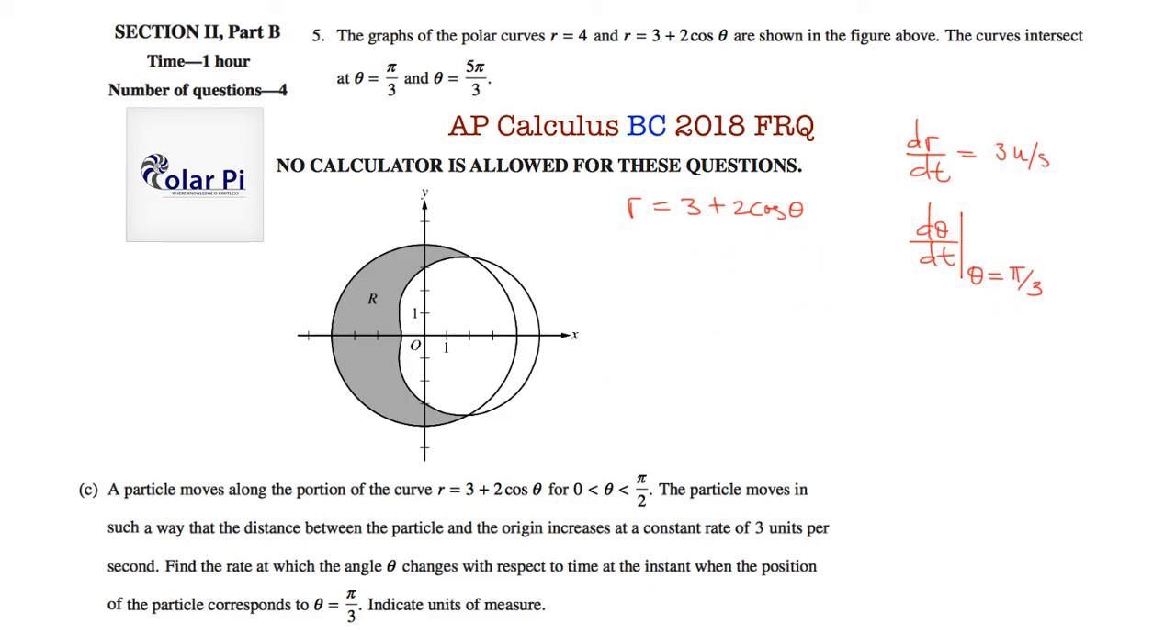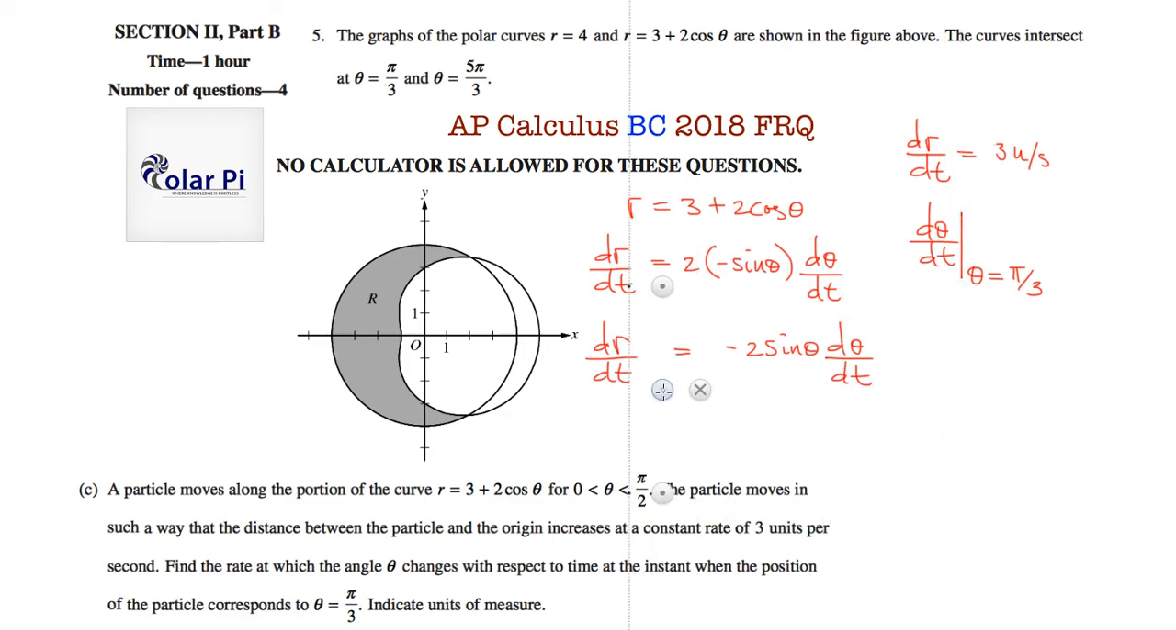Well, this equation. So if we take the derivative of this equation on both sides, on the left we get dr dt equals, on the right side, the derivative of 3 is 0. So we get 2 times negative sine of theta, and by chain rule times d theta dt. Okay, so we can simplify this a little bit and write that we've got dr dt equals negative 2 sine theta d theta dt.